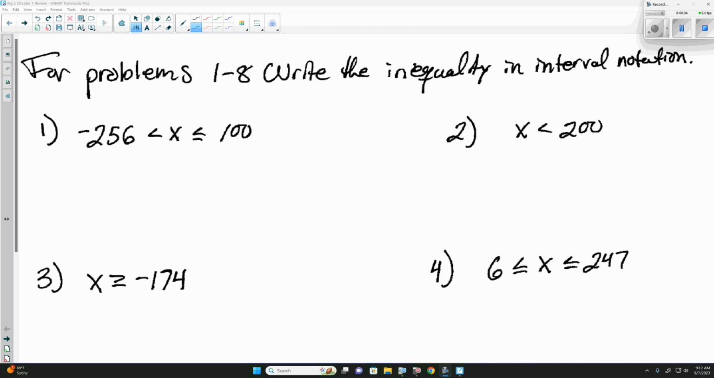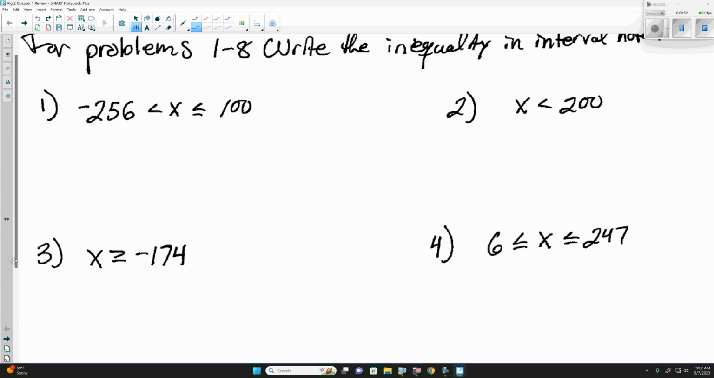So what we're looking at first is problems 1 through 4. Are there specific questions on 1 through 4? On interval notation with these here. In that case, I'm just going to look at number 1 for certain. Whenever we have two numbers and x is in the middle, it means we have two endpoints. It's a bounded interval. So we'll have negative 256, comma, 100.